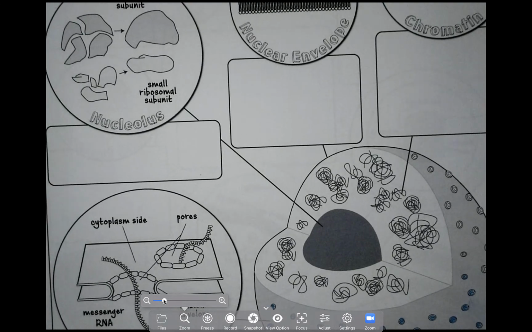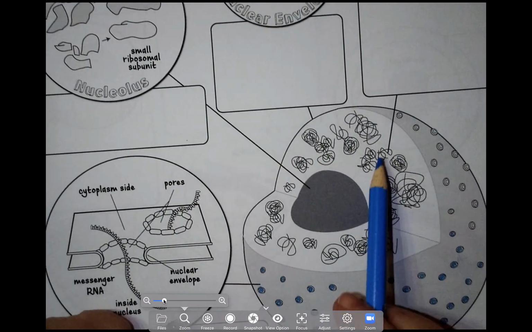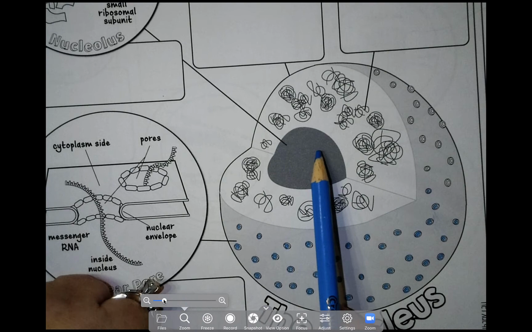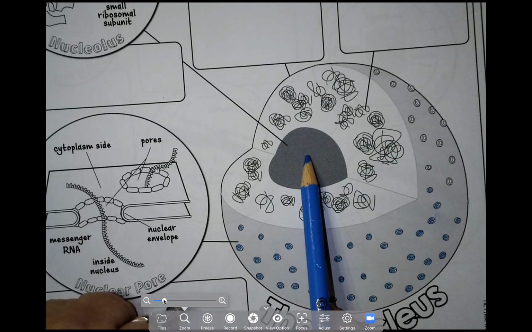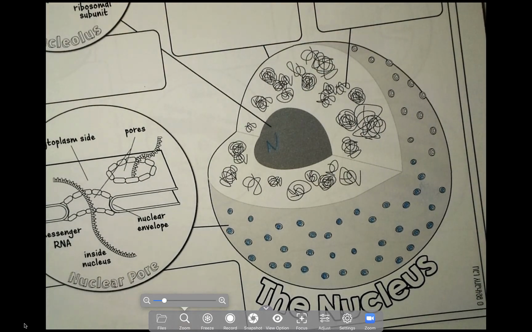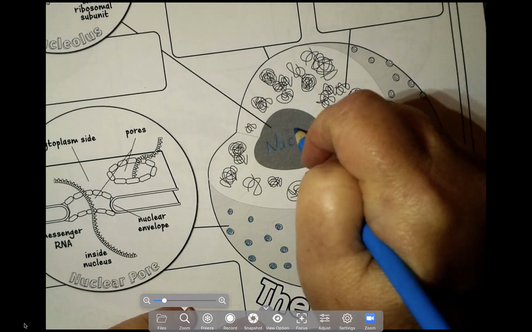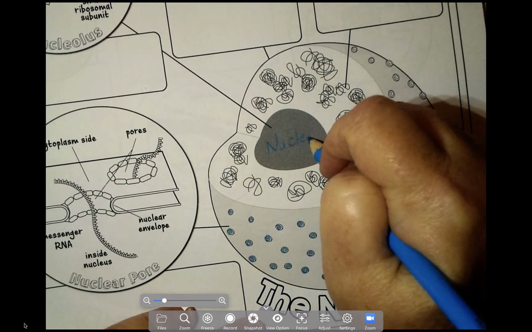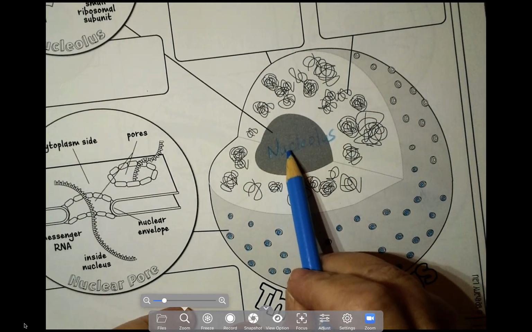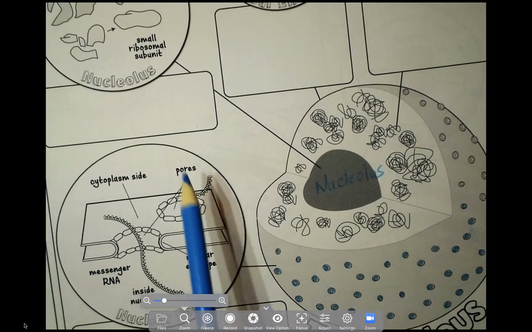So we have this. This is actually pointing to, so this whole thing is the nucleus, right? That's what this is trying to show. And this right here is known as the nucleolus. Okay, and the nucleolus is located inside the nucleus, along with the DNA. Okay, so that says nucleolus, and that's actually written for you right here.